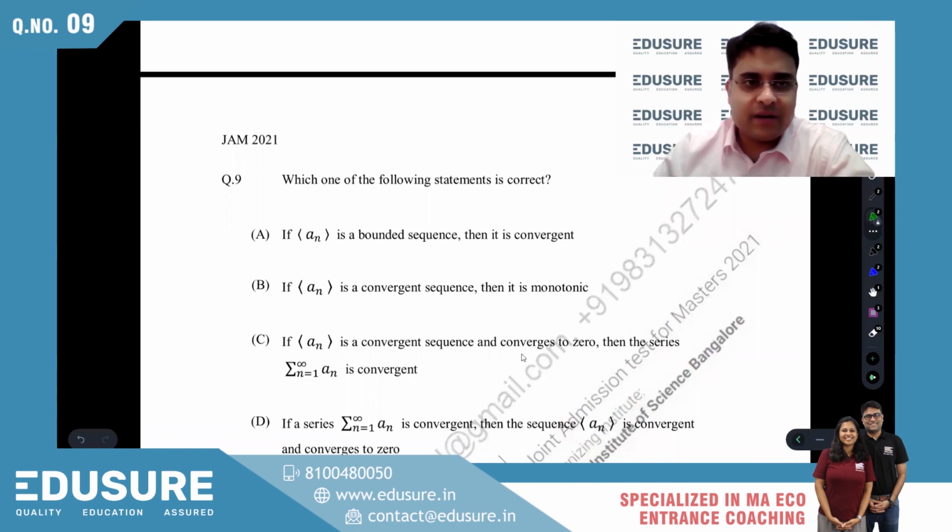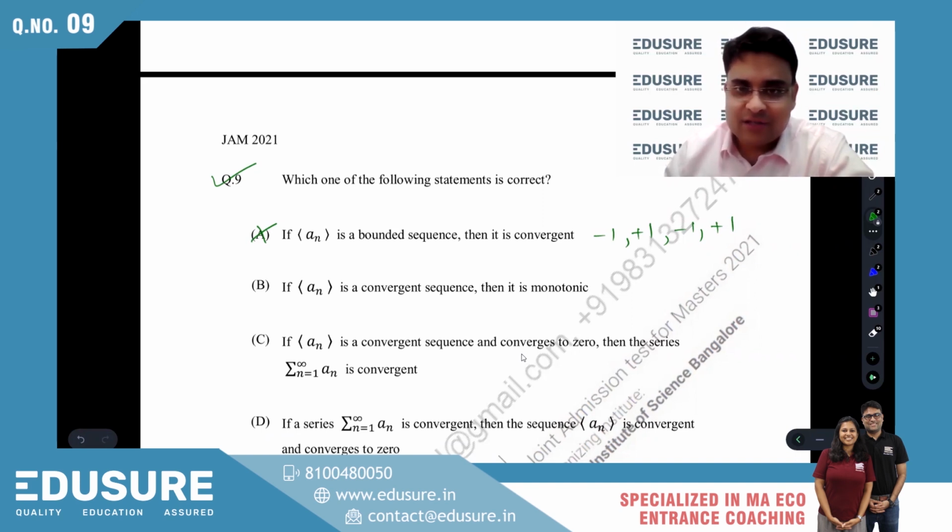IIT JAM 2021 question number 9. Which one of the following statements is correct? If an is bounded, then it is convergent. Incorrect. If I have a bounded sequence like this, -1, 1, -1, 1, -1, 1, this is bounded, but it is not convergent. It does not converge to any value.